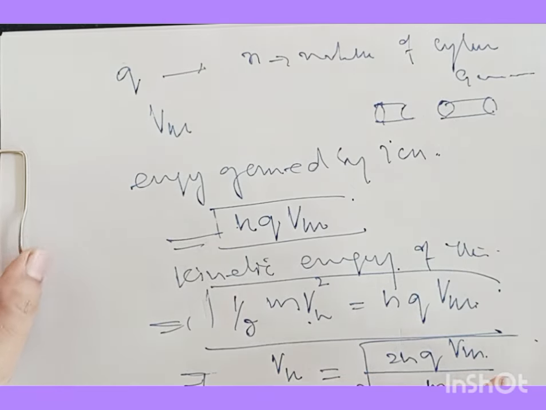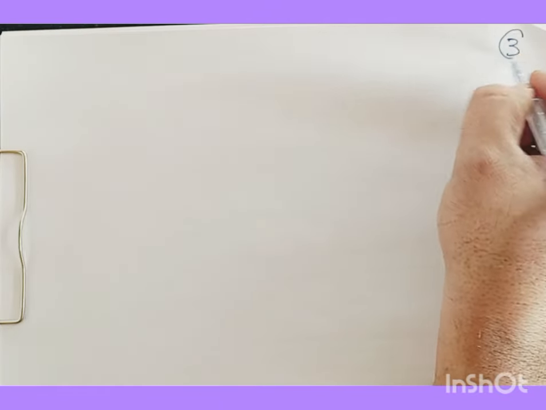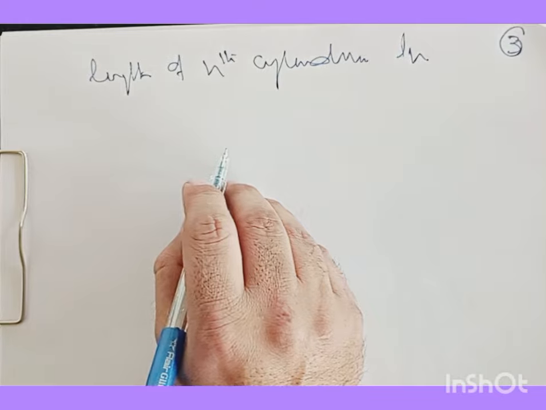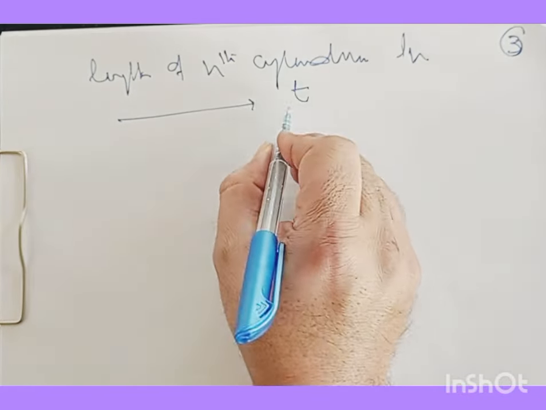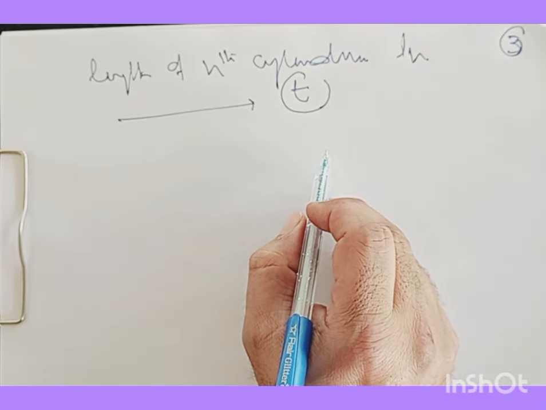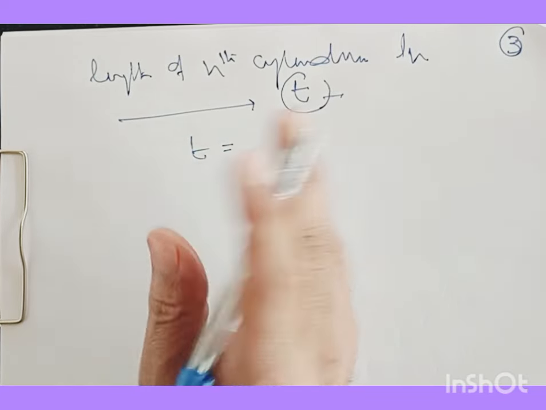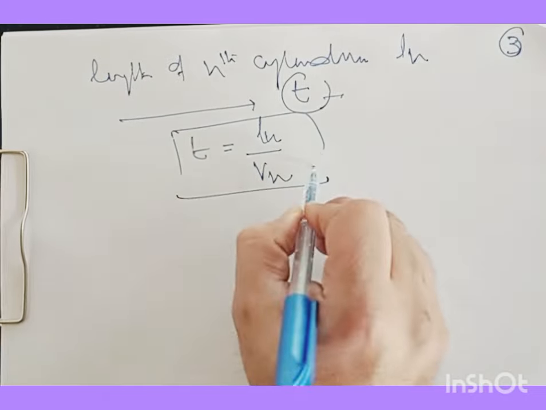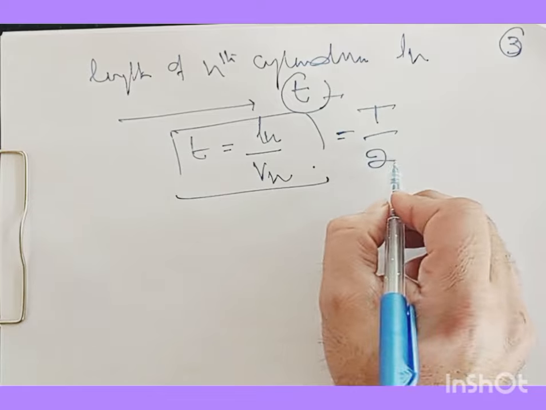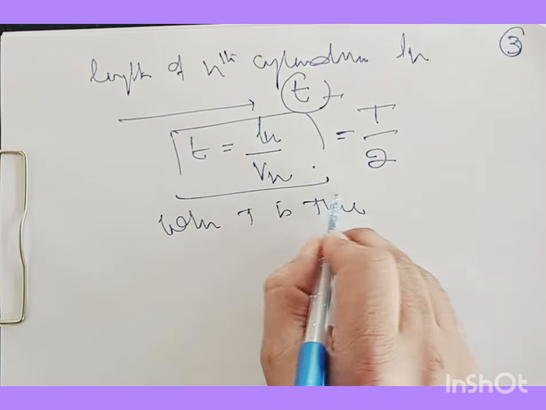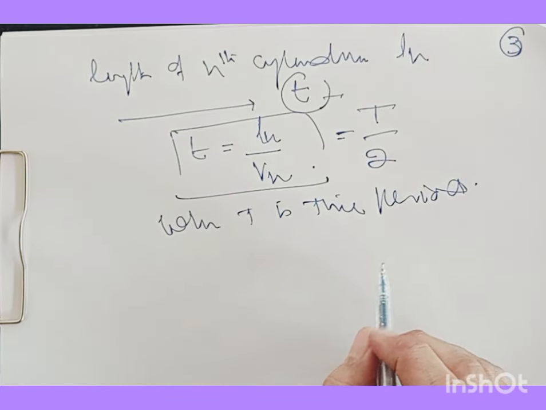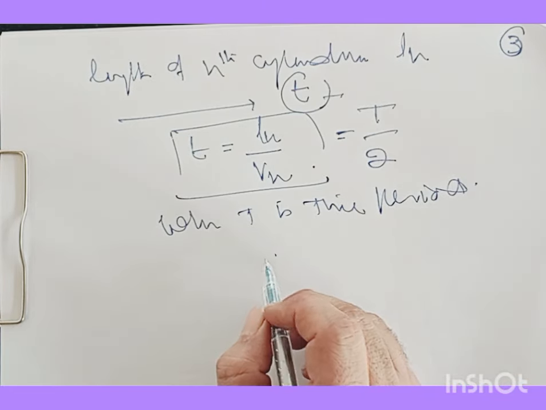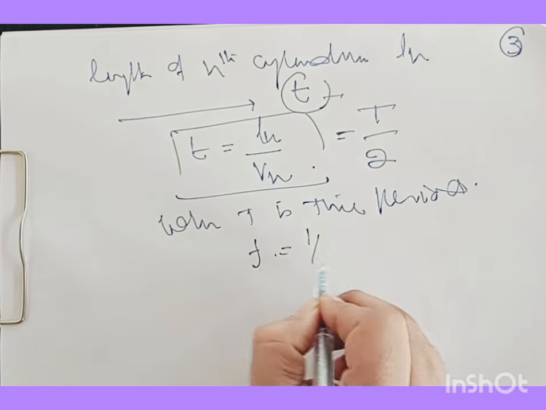Now, if I choose the length of the nth cylinder as ln, and the time as t, this t should equal half the time period of the RF oscillator. That's the necessary condition. So t can be written as ln by Vn, and this ln by Vn should be half the time period T. The time period is basically the reciprocal of frequency, and frequency is the reciprocal of time period.